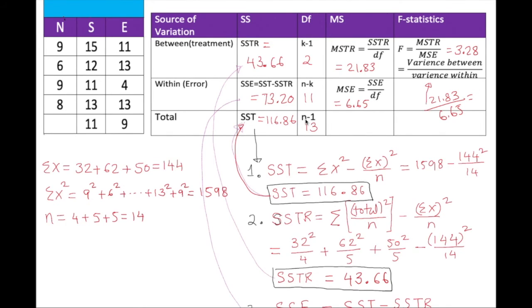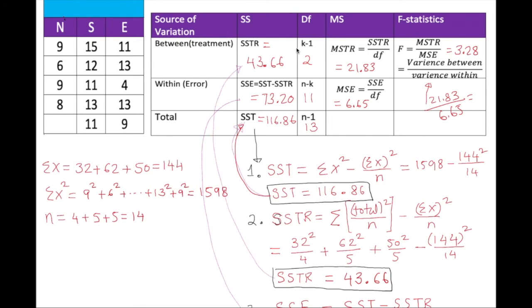And again, n is 14 minus 1, which is 13. So this is the degree of the numerator, and this is the degree of the denominator. My apology, this is the degree of the numerator. That actually goes up here with this one. And this is the degree of the denominator. So we need those concepts in order to find the critical value from the F statistic.